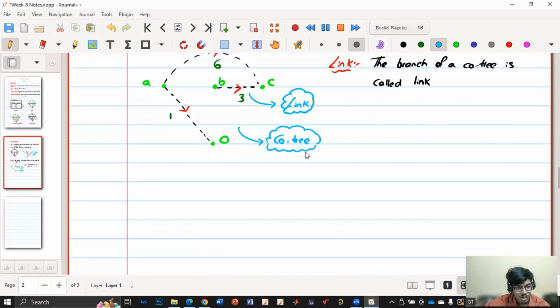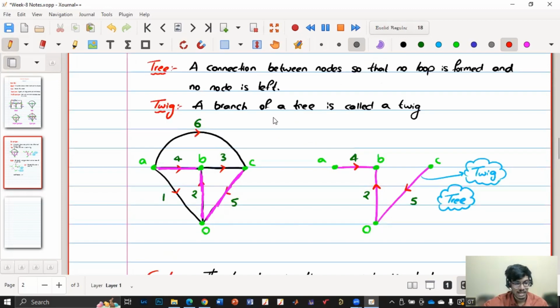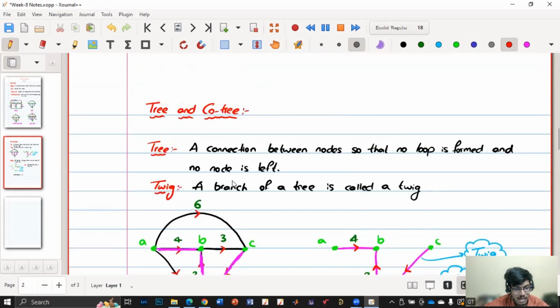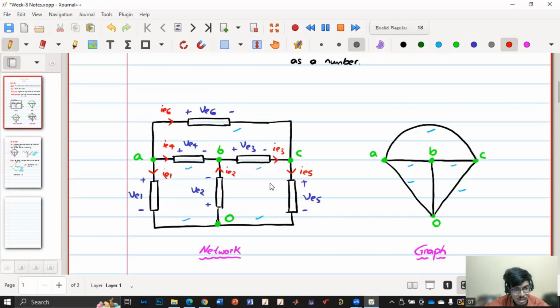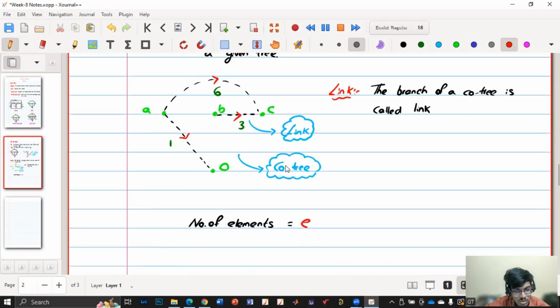So now these are the definitions. Now we'll use a variable to represent them. We use E for the number of elements. The number of elements or number of branches in a given network, we'll denote by the letter E. So how many elements are there? Six, right? Because in the given circuit we have six branches. So E is equal to six in this case.